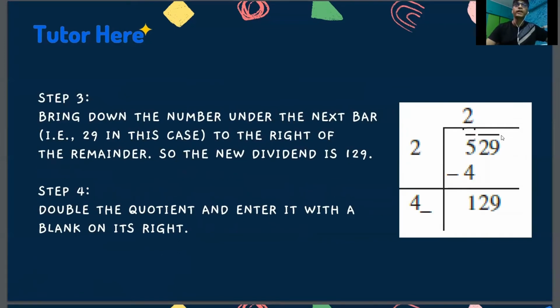Third step is bring down the number under the next bar, that is 29 in our case, to the right of the remainder. So the new dividend here is 129. Step 4 is double the quotient and enter it with a blank on its right.